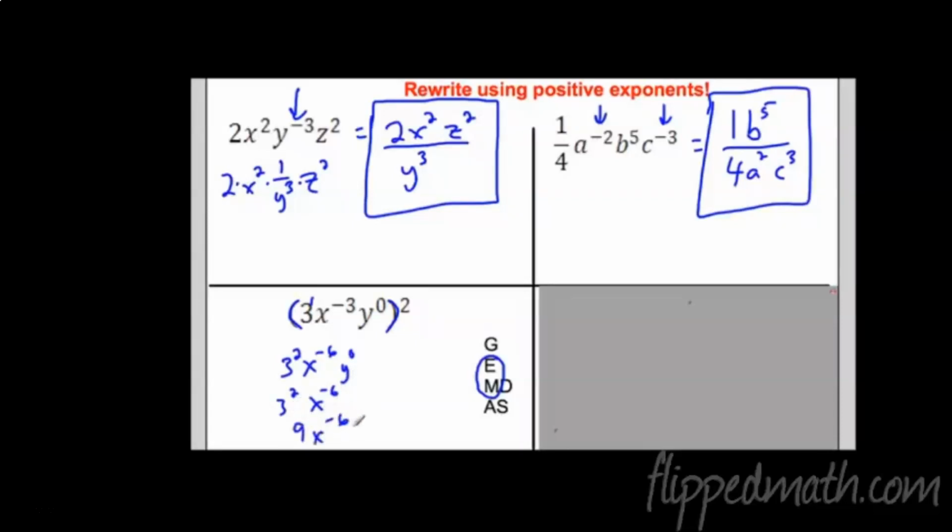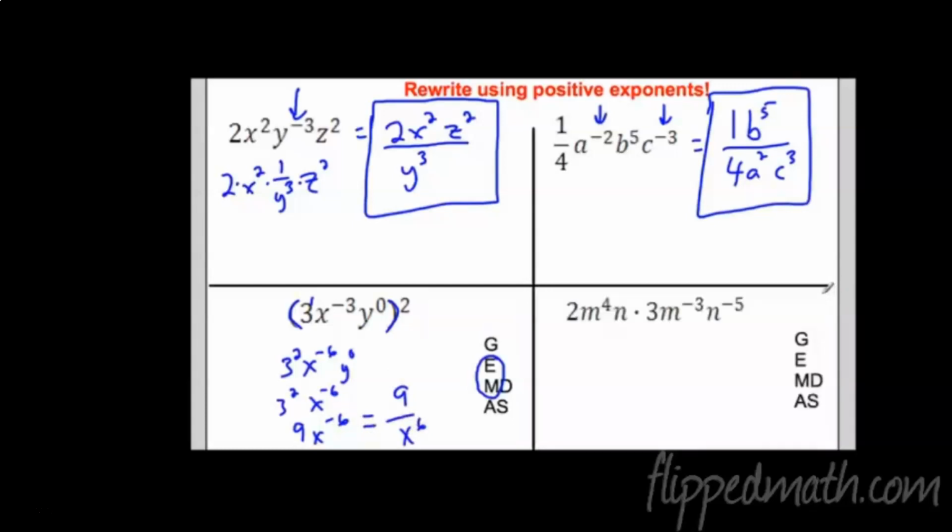So first we're going to do our operations. Then when we're finished, we're going to rewrite it. So go ahead and do all our operations. In this case, we had to simplify it. Then you can move the exponent to the bottom. So that moves it to the bottom of the fraction, or 9 over x to the 6th. Very, very nice. Let's take a look at the next one.